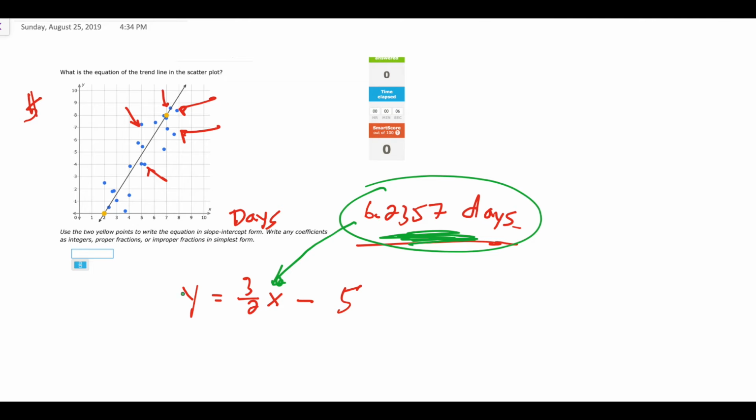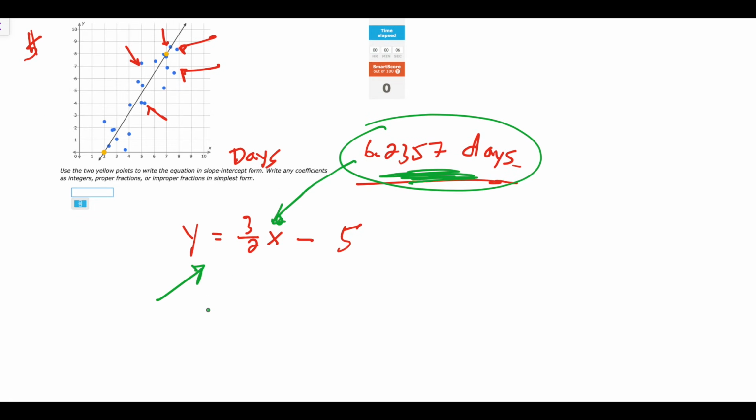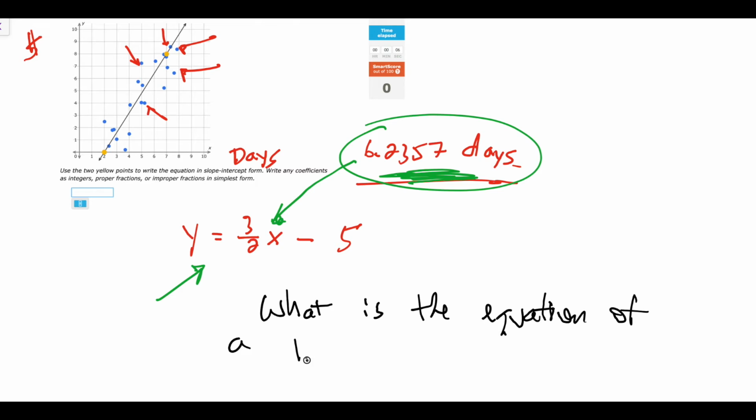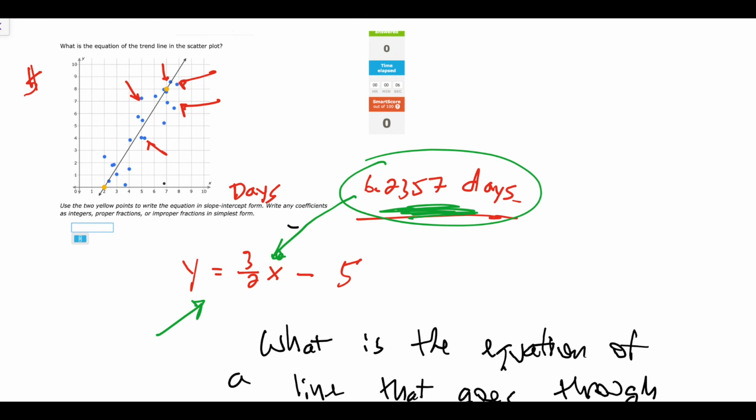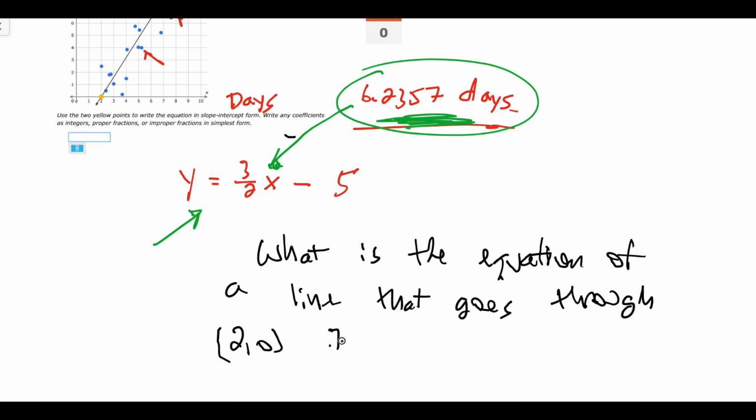What's tricky about this problem is you have to come up with your own equation. So I gave you the equation here, but what you want to do is think about the other lesson, which is kind of like this lesson actually. What is the equation of a line that goes through, and sometimes on the test they'll give you the equation, which is nice, the points 2, 0 and 7, 8? Do you know how to find the equation of this line that goes through these points?